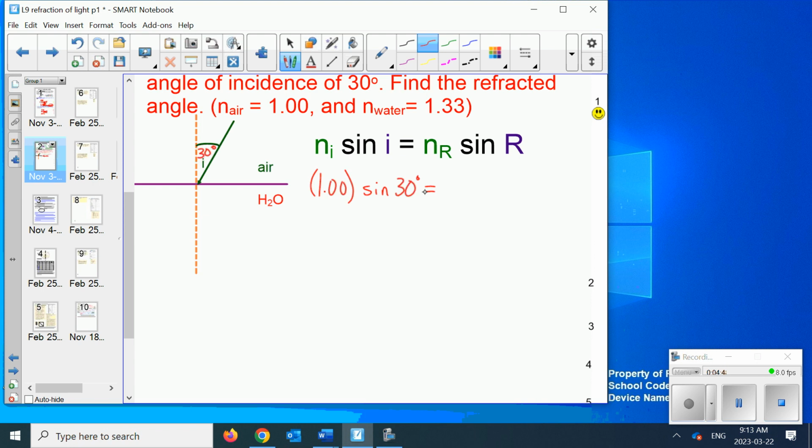Equals N R. Second material is water, so I'm going to put in our 1.3 times the sine of R. That's what we want to find. R balance, not the sine of R. It's two parts. You've got to find the sine of R. We'll figure out how that works. So I'm guessing you guys will find it easier to get decimals instead of sine first.